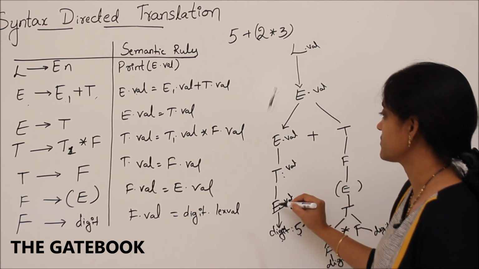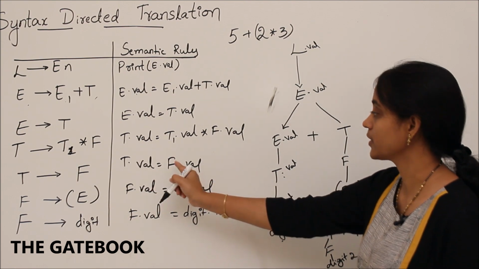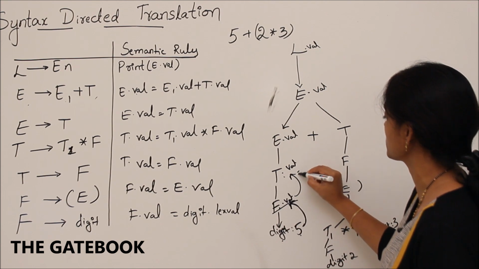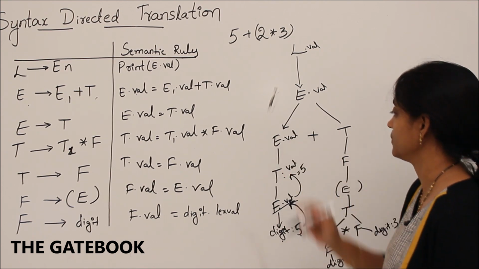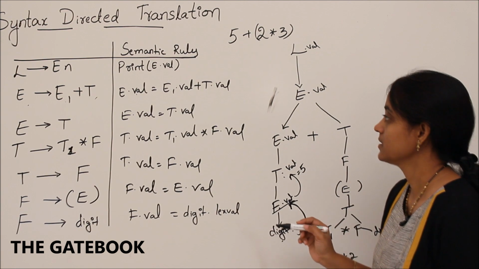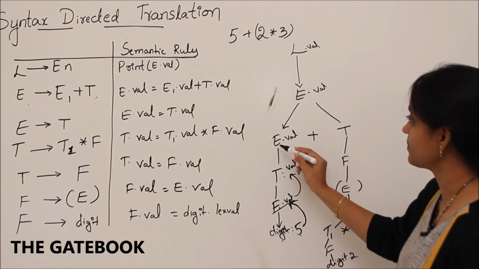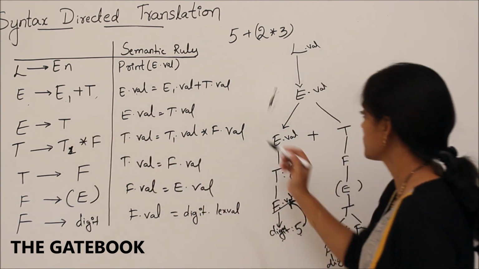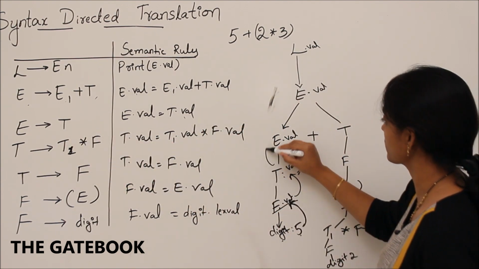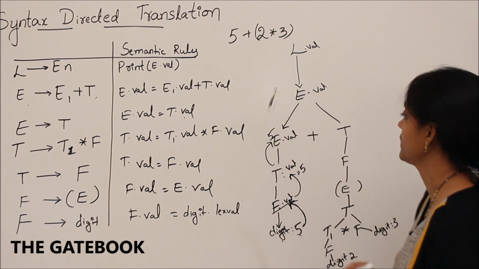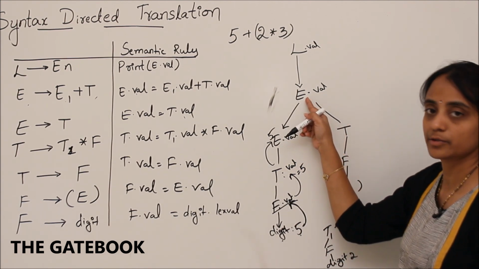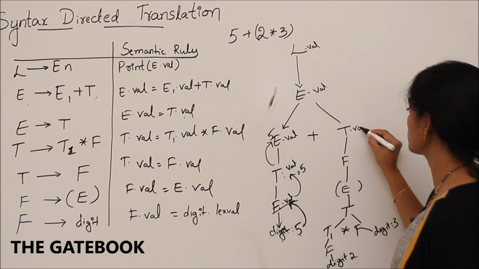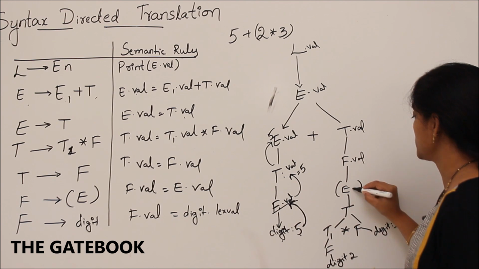Now T derives F, so we copy the F value to T.val. Here again we copy, that is nothing but 5. Now E.val. We are replacing this with this production, right? So E derives T, so we copy T.val to E.val. That is again 5. Now can we do this? No, because this value again depends on these two values. So first we should compute these things.